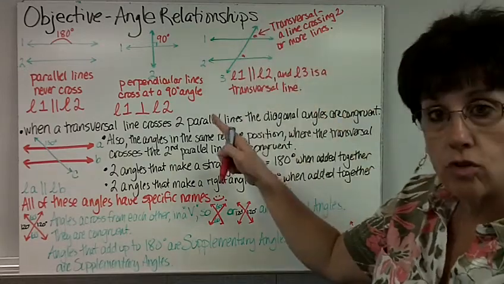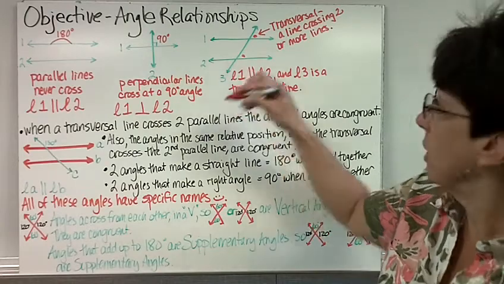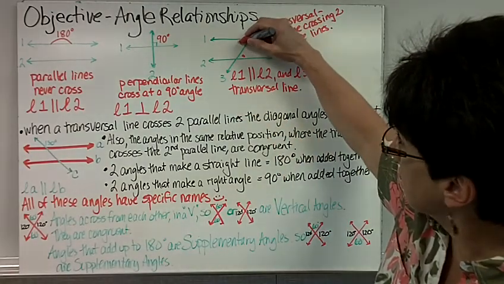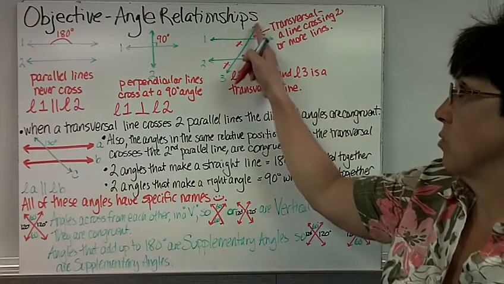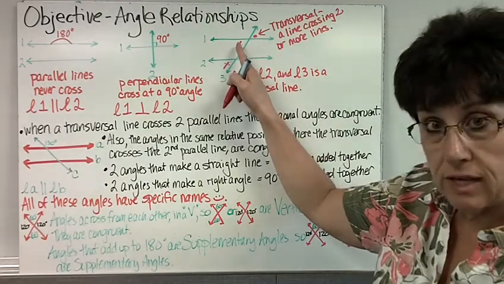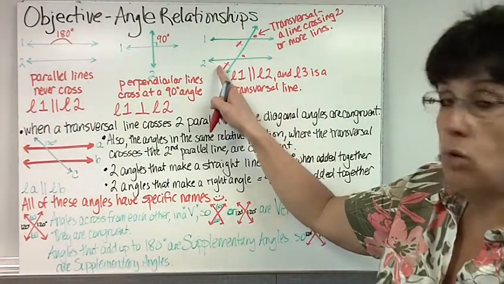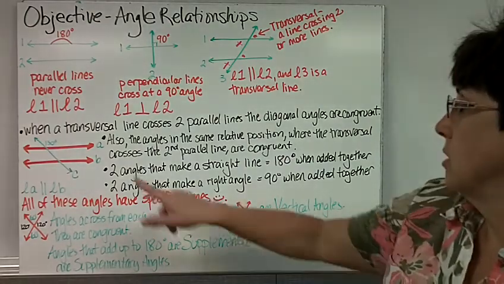Because where the transversal crosses, this one would be in the upper right, and this one would be in the upper right. Or, for example, this angle here and this angle here. Because if you look where the transversal crosses this parallel line, this is in the lower left-hand side of the line, and this is in the lower left-hand side of the line. And those are congruent also.